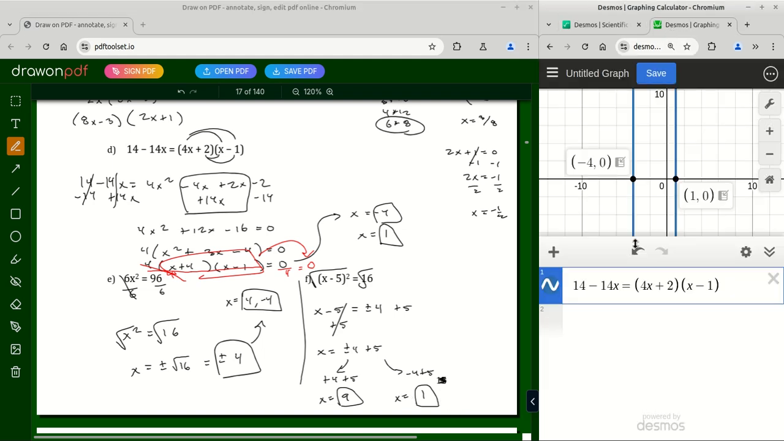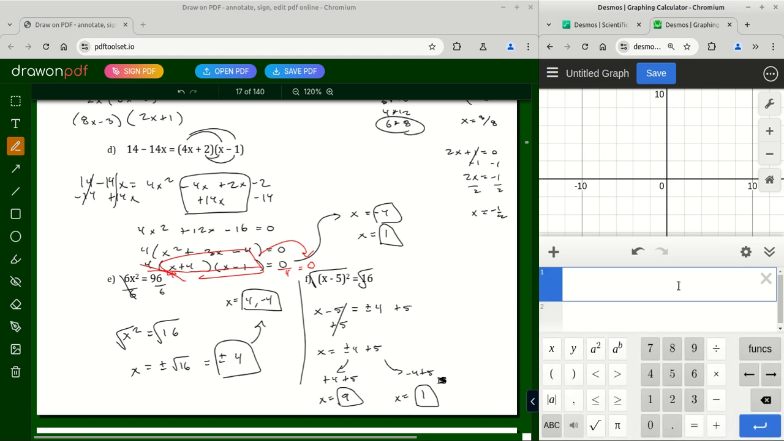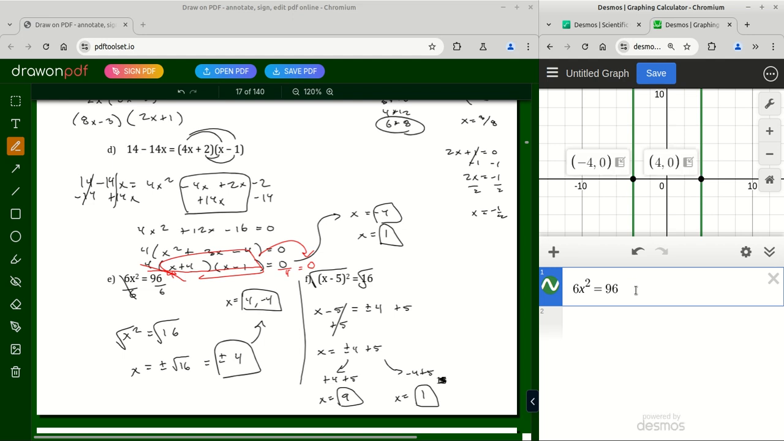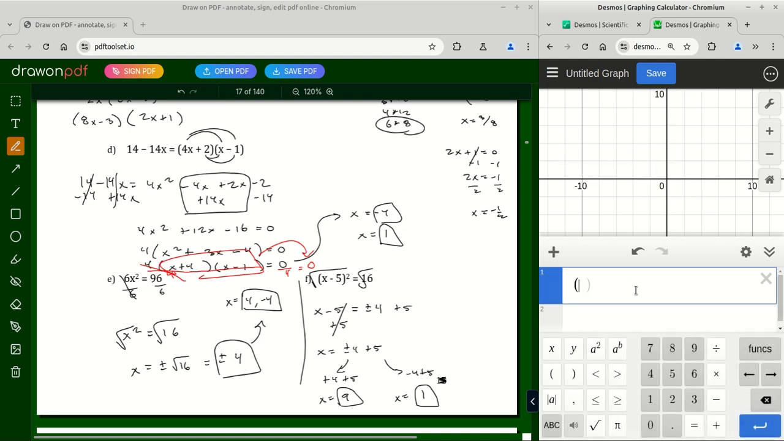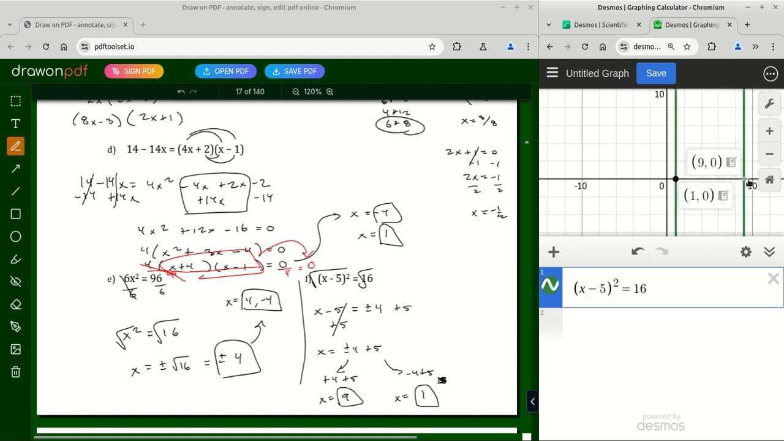Can I put that into Desmos? Yeah, you can. So let's just do that last one right quick. Kaboom. All right. And then the last one here. And boom. There it is. You did it. Sweet. All right.